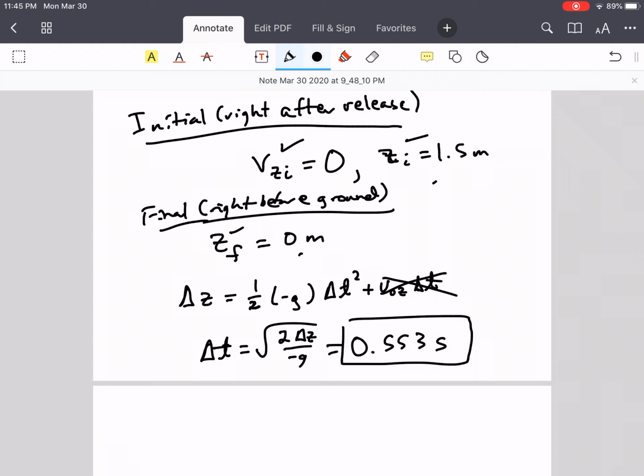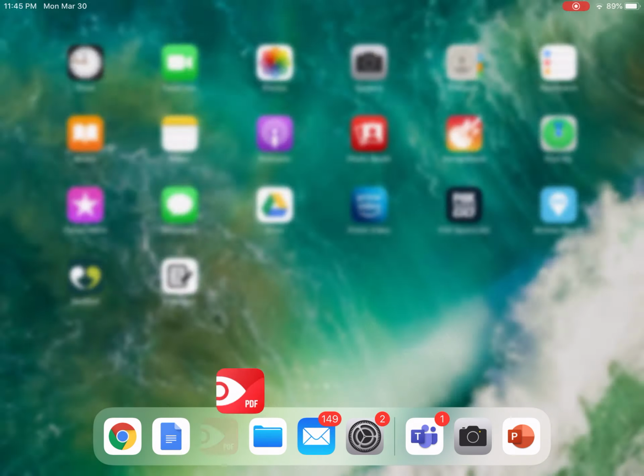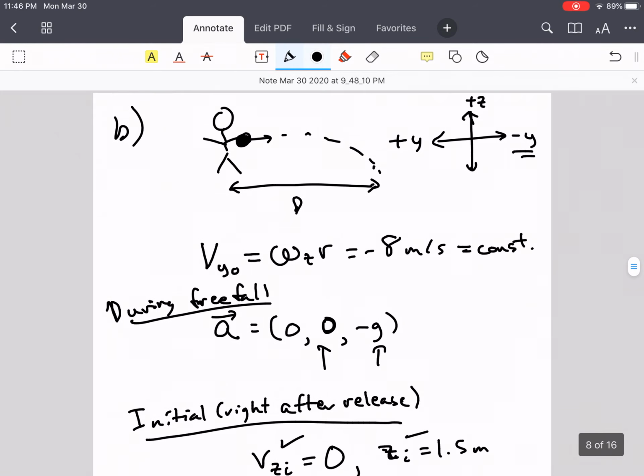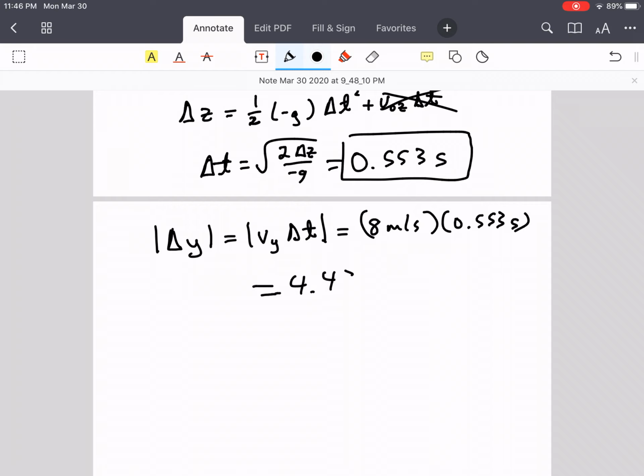Now we're almost done. The problem doesn't ask for the time. It asks for the y distance. So the total distance in the y direction is just the magnitude of velocity times time, because the velocity is constant. We know the magnitude of velocity. Velocity was negative 8, so the magnitude is 8 meters per second. We know the time is 0.553 seconds. We plug in some numbers. It turns out that he managed to throw the disc 4.43 meters, or about 20 feet. So 20 feet? No, 15 feet.